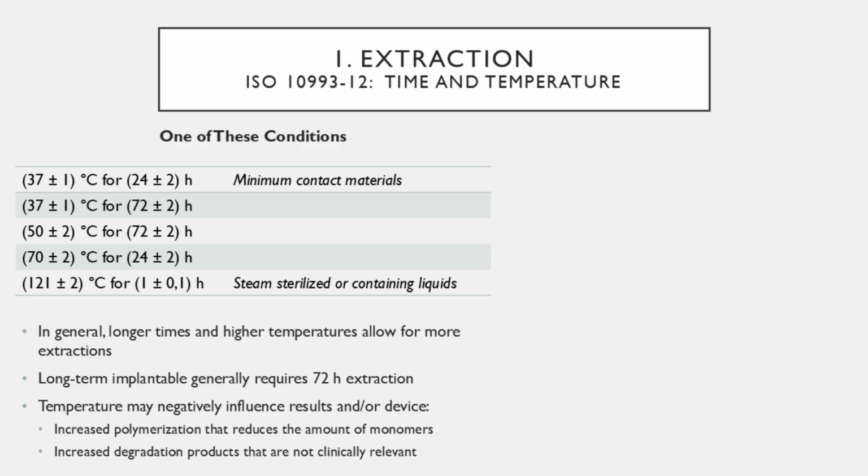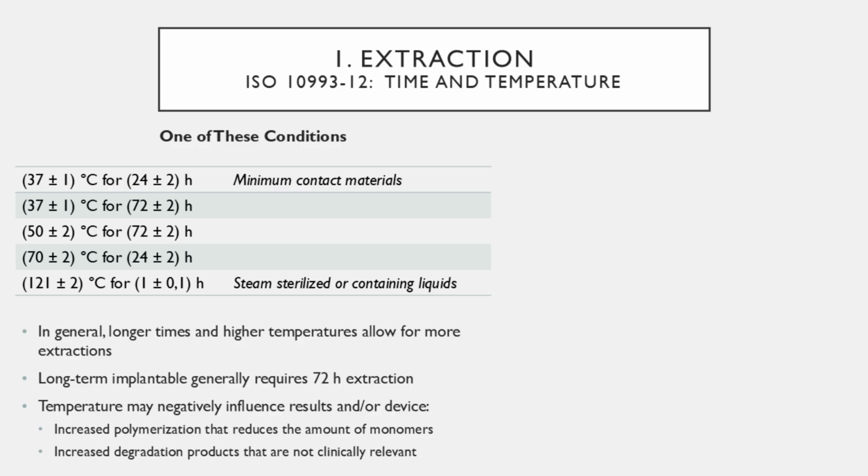However, you might then have to go to longer times, such as 3 days or 72 hours at maybe body temperature, or if you need to exaggerate that and get the real world worst possible scenario, you have to go to 50 or 70 degrees. Maybe even for those that have to receive a steam sterilization within some sort of container, they might have to go up to 121°C, which is a sterilization temperature. Now, long-term implantables generally require the 72-hour extraction. That's the longest that you see on this list.